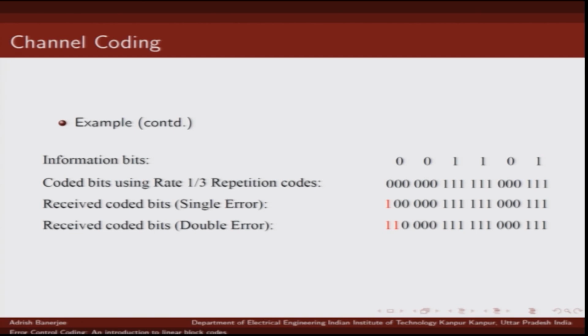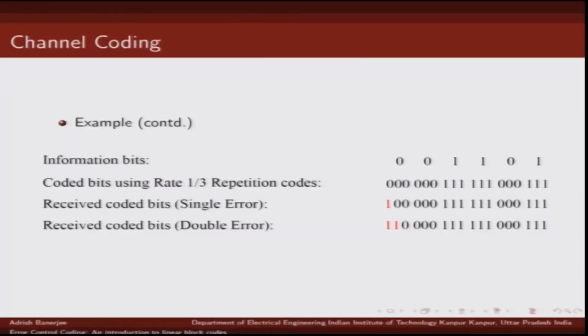To summarize, we saw that the rate 1/2 repetition code can detect a single error, but cannot correct a single error. It cannot detect double errors, whereas the rate 1/3 repetition code can correct a single error and can detect a single error. It can detect a double error, but it cannot correct double errors.